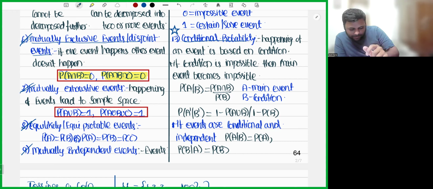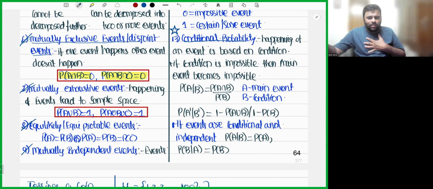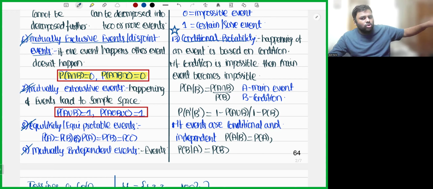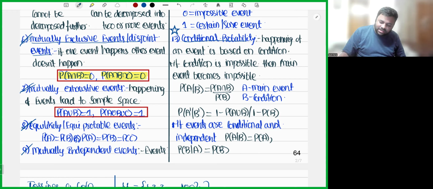So probability of happening of an event is dependent upon a condition. If the condition becomes impossible, the main event also becomes impossible. That's what he's trying to tell. Me coming to the school is dependent upon a condition, whether my friend comes to school or not. If he comes to the school, I will come to the school. If he doesn't come to the school, I will also not come to the school. If the condition becomes void, the main event also becomes void. So here happening of an event is dependent on a condition.